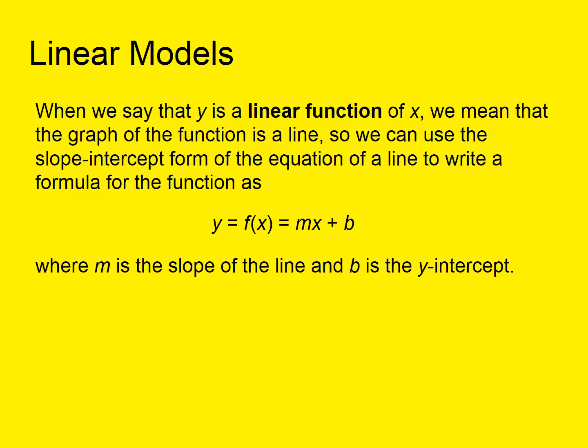But first, linear models. When we say that y is a linear function of x, we mean that the graph of the function is a line. Line, linear, get it? So we can use the slope-intercept form, y equals mx plus b, to write a formula for the function. Slope-intercept form is also what is used by the calculator, though they use a and b. If we use y equals mx plus b, then of course m is the slope, and b is the y-coordinate of the y-intercept.